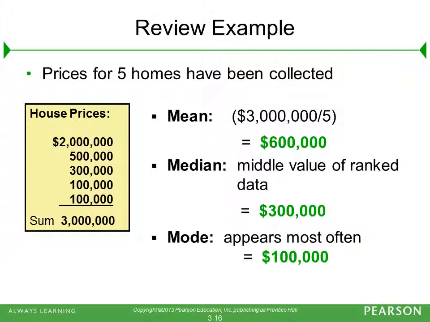The mode is a value that appears the most number of times. In this case, 100,000 appeared twice, so that's the mode. If no value appears more than once or higher than other values, then the mode would be not applicable.